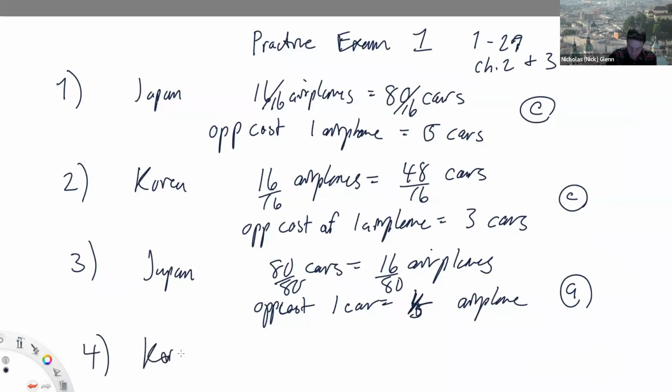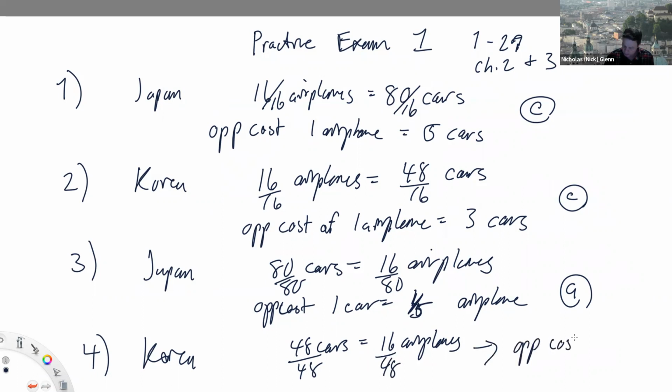4, we're going to look at Korea. What's the opportunity cost of one car for Korea? Well, it's 48 cars to 16 airplanes. Divide both sides by 48. Well, what's the opportunity cost of one car? Well, that's going to be 1/3 of an airplane. All right, and that is A as well. Okay, that's all you do with these.